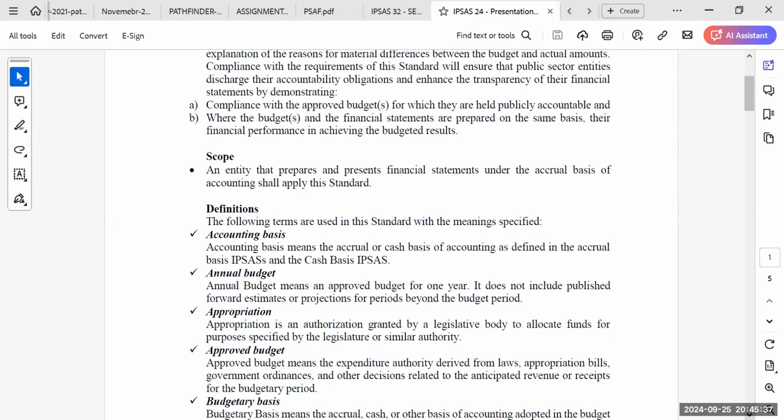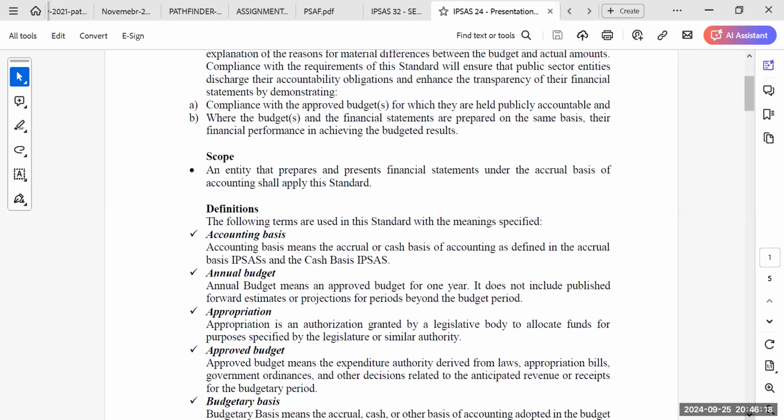Let's come to appropriation. Appropriation is the authorization granted by a legislative body to allocate funds for purposes specified by the legislature or a similar authority. So when the budget is given out like that, the Parliament will now pass what we call the appropriation bill. Appropriation bill is just something like a go-ahead given to you to spend. It is always issued in respect of the expenditure in the budget. So the Parliament will pass the appropriation bill, giving you the power to go ahead and spend.